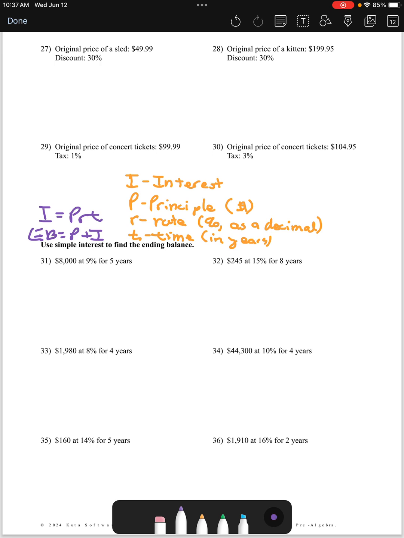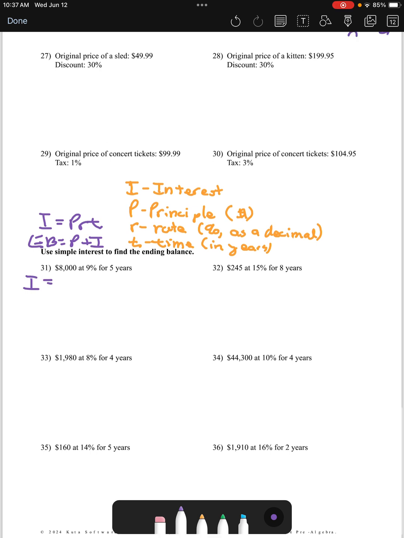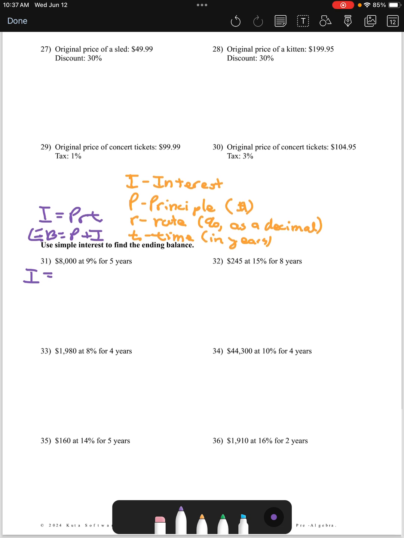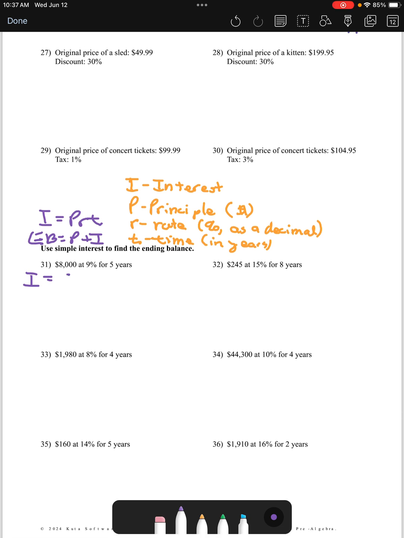So let me show you how this works. First thing we have to do on all these problems is calculate this capital I. So I is equal to P for principal, which is the dollar amount we start with. So that's the $8,000. That gets multiplied by the interest rate, which is 9%. But we have to use the decimal version of the interest rate. So where's the decimal point on 9%? I'll do that up here.